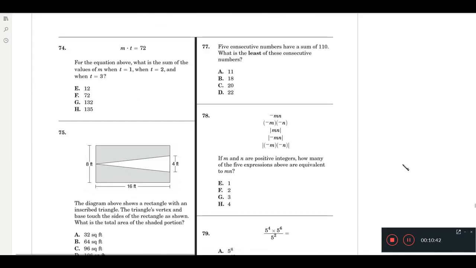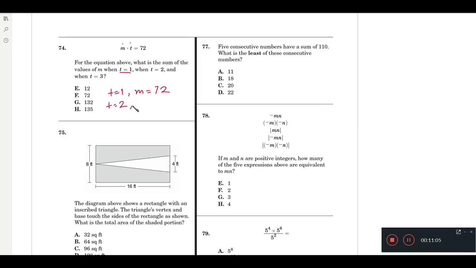Now let's do 74. m times t is equal to 72. For the equation above, what is the sum of the values of m when t is equal to 1, when t is equal to 2, and when t is equal to 3? You just have to plug in each and then solve for m. If t is 1, m must be what? 72, because m times 1 is 72.